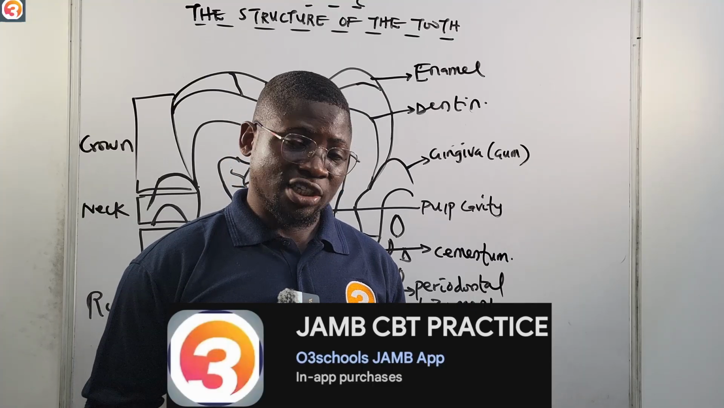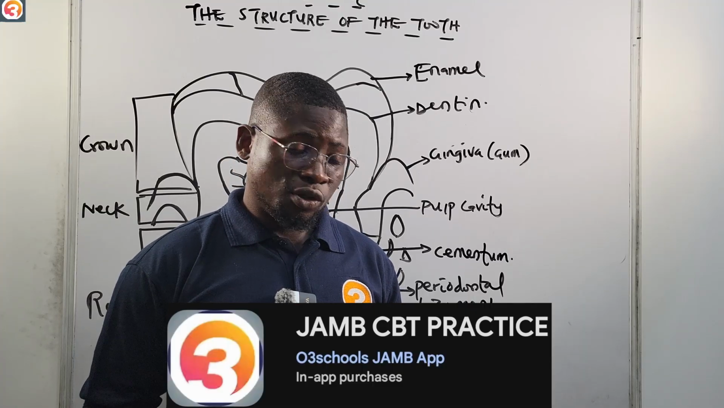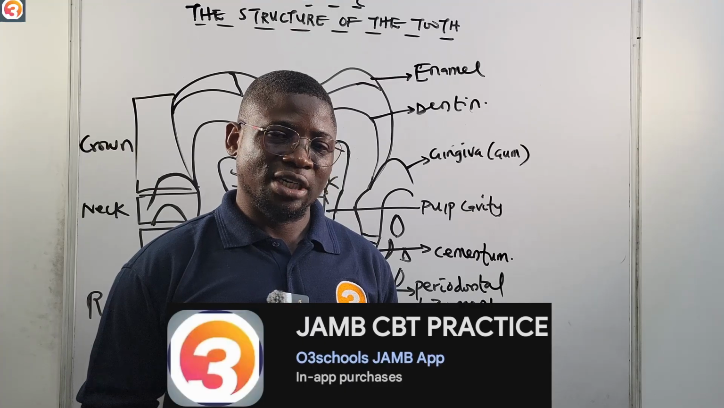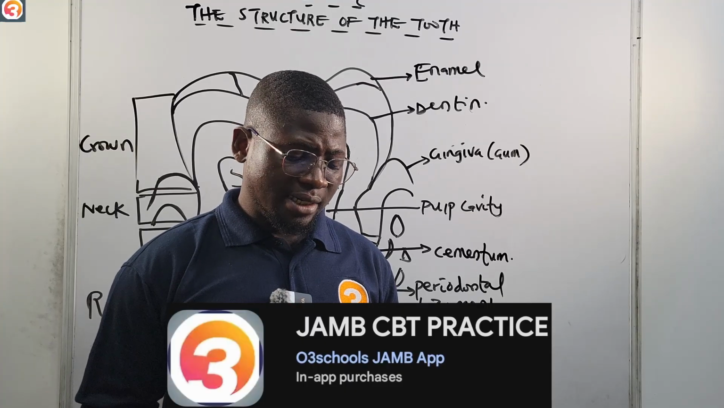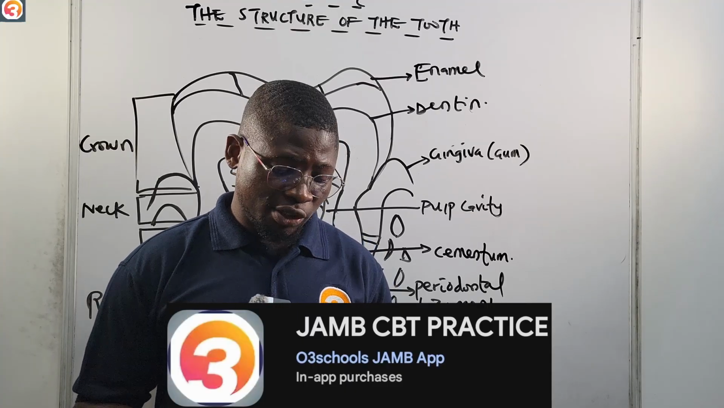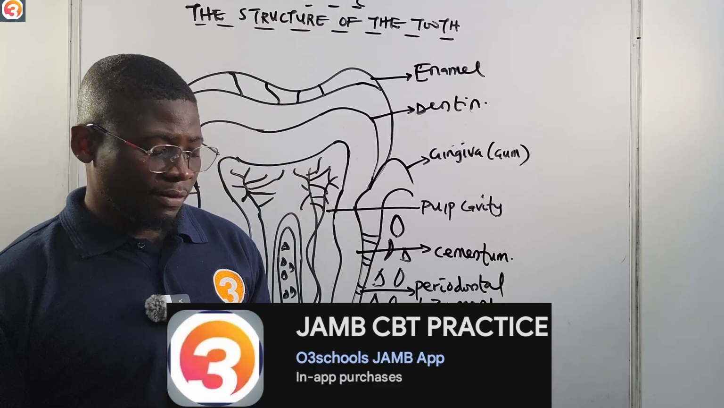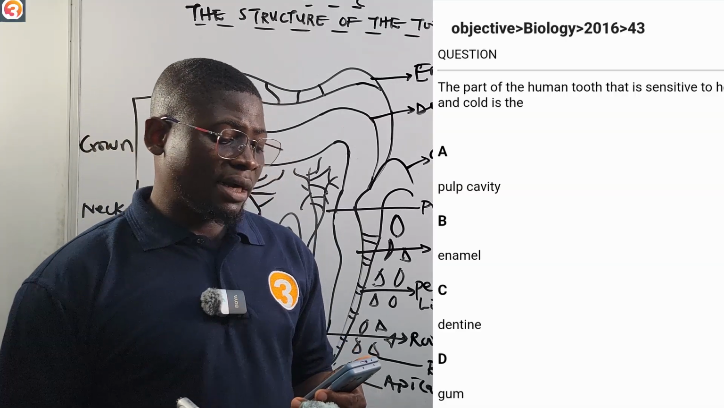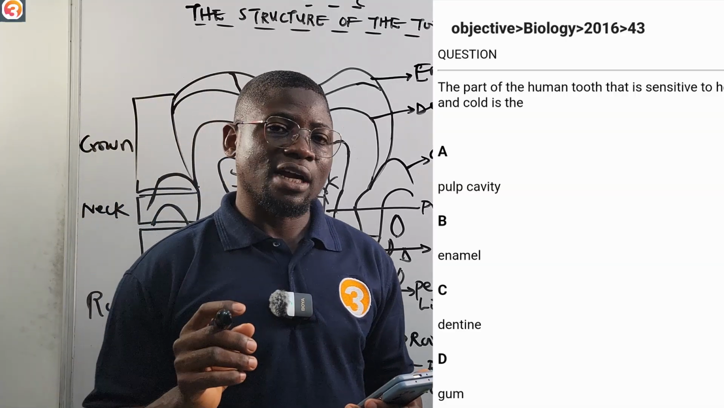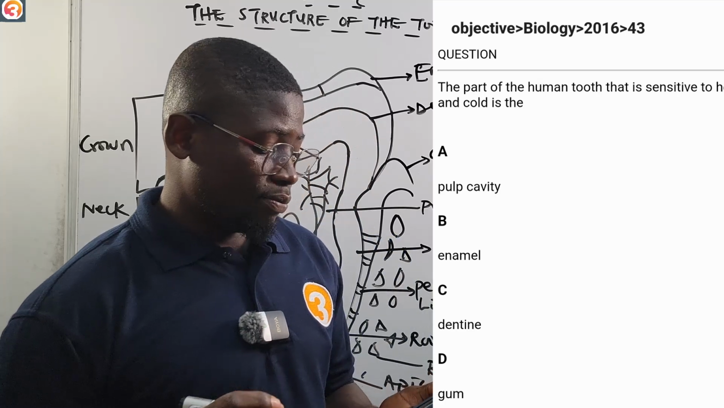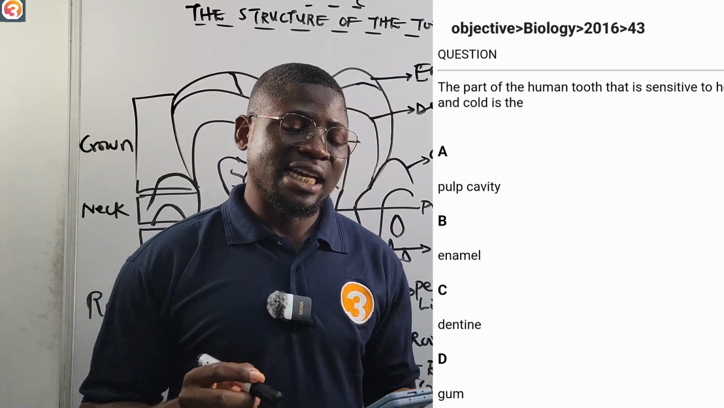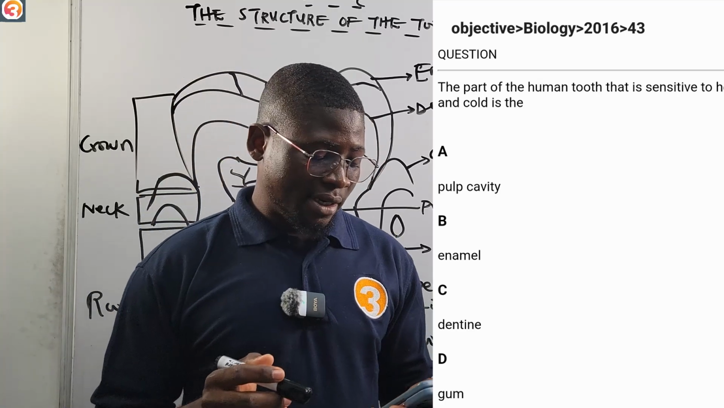Let us look at a JAMB past question from the application to show that, of course, this is necessary in your exam. This is a 2016 JAMB past question, number 43. It says here, the part of the human tooth that is sensitive to heat and cold is the: A, pulp cavity; B, enamel; C, dentin; D, gum.